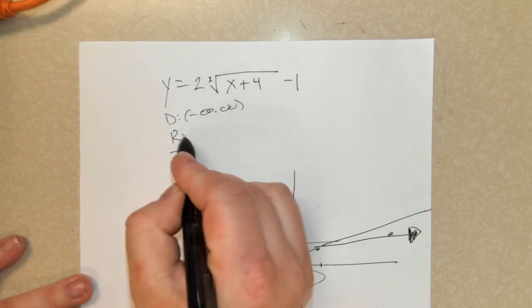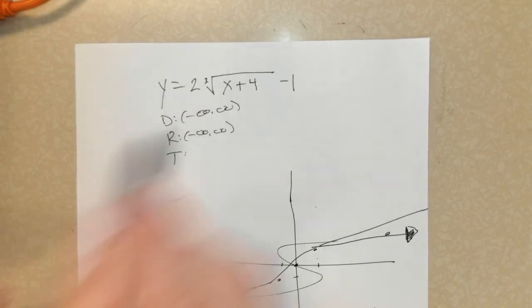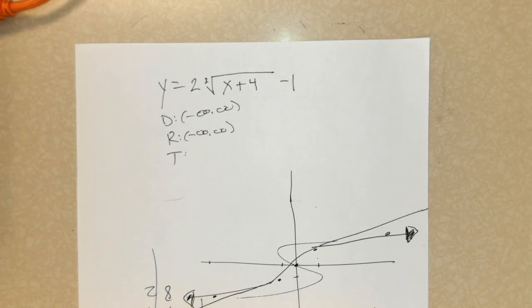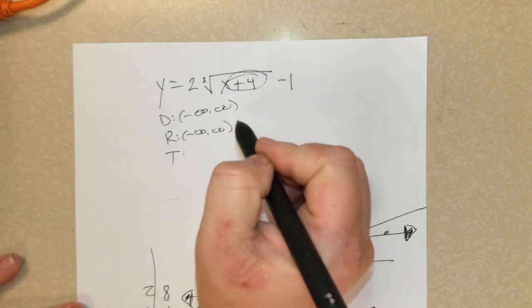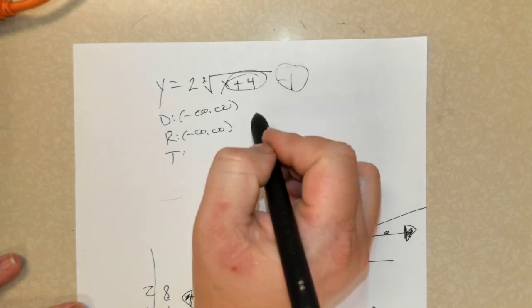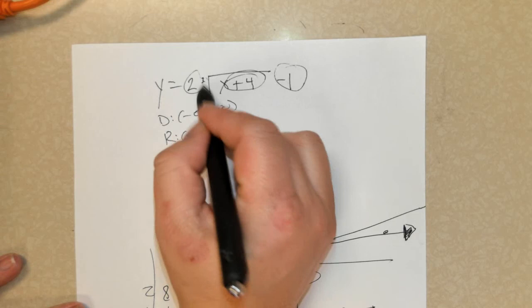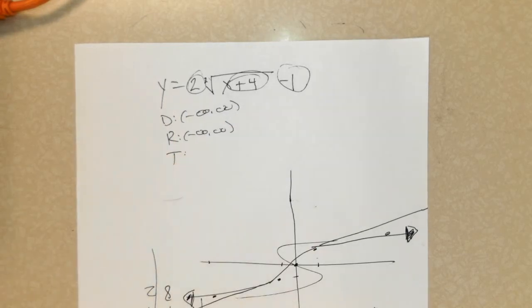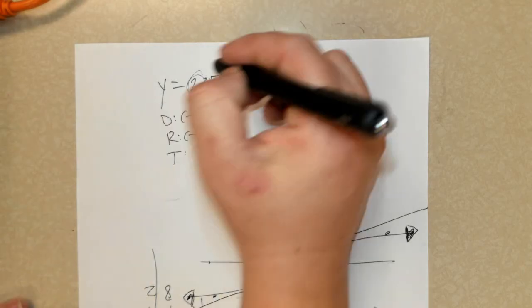One, it's cube root, and only cube root, it's really easy. Domain and range is exactly the same. There's no limitations. Now, could you do the translations without graphing it? Sure, you could. So you could write: to the left 4, down 1, vertically stretched by a factor of 2.